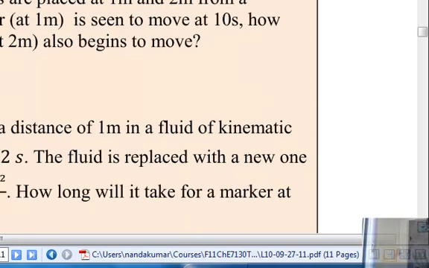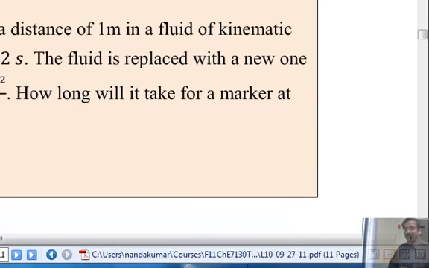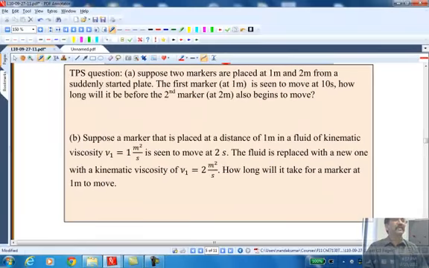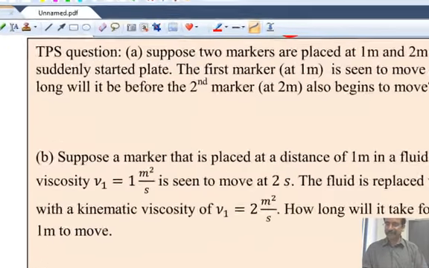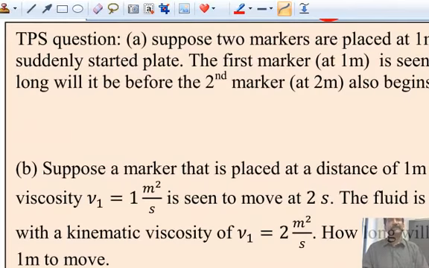Now I have a think pair share question for you, analysis of it. Okay, so I want you to think about it and then share your thoughts with the next person, and then we'll discuss this. The question is, suppose I make two markers 1 and 2 meters from the suddenly started plate. The first marker at 1 meter is seen to move at 10 seconds.